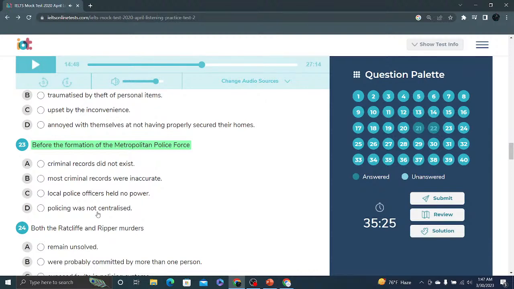Okay, so the man was saying, there was no communication between county police forces, was there? And the lady was replying, yes, details of crimes committed within a county were not shared. Okay, so that means option D would be the answer. Let me choose option D, as it says policing was not centralized. That means policing was not centralized.